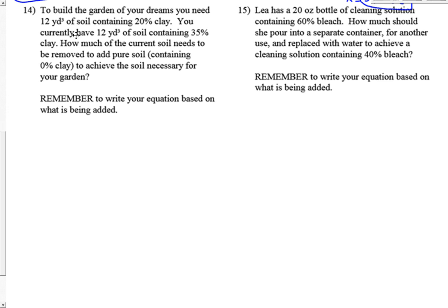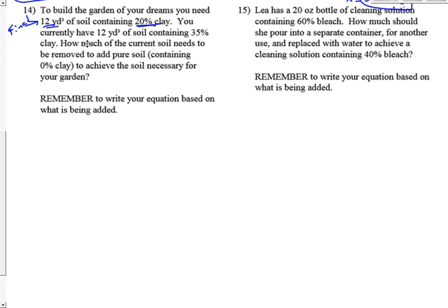And now on to number 14. Here we want to build a garden of our dreams, and we need 12 cubic yards of soil containing 20% clay. That's our final amount. 12 cubic yards of 20% clay.